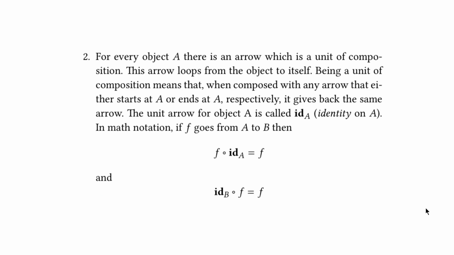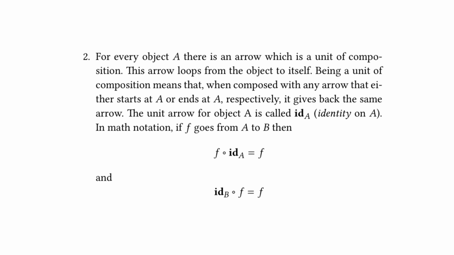And the second property is that for every object A, there is an arrow which is a unit of composition. This arrow loops from the object to itself. Being a unit of composition means that when composed with any arrow that either starts at A or ends at A respectively, it gives back the same arrow. The unit arrow for object A is called id, which is short for identity on A. In math notation, if f goes from A to B, then you can state the following.